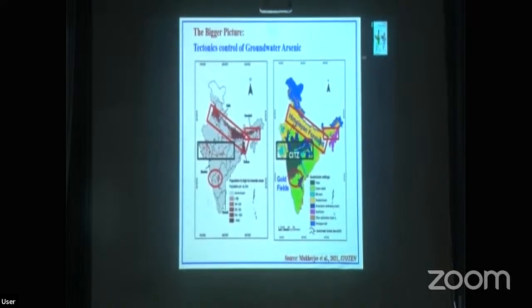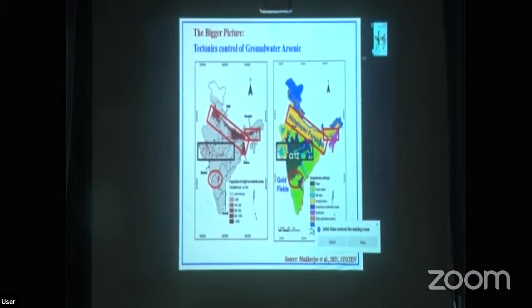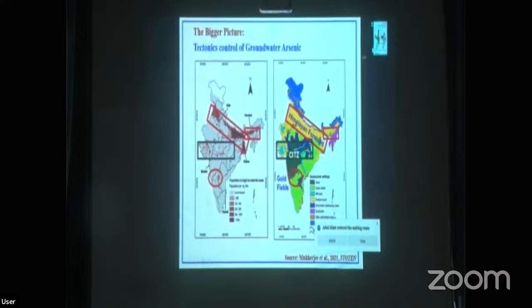That you see here, this is the gold fields, the southern gold fields. And gold, again, is co-genetically linked with arsenic. So if you have gold mineralization in the area, there are high chances that you will have arsenic pollution in the area. So these are the three zones across India and across South Asia where you do find the arsenic. And these are the bigger reasons.